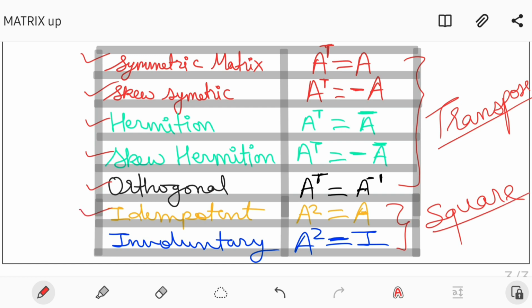The idempotent matrix is A square equals A, and for the involutory matrix, A square equals I. So you just remember this table. It will be very easy for you to answer questions related to the types of matrices.